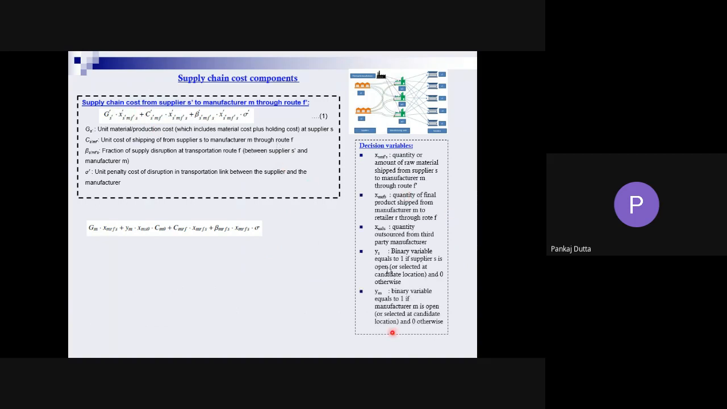These are the decision variables: how much quantity you are shipping, and in which route you are shipping. So this has been defined. Here, this is the supply chain cost from supplier to manufacturing plant through route F. We have taken two routes for each case, the top disruptive routes. And the supplier means it's actually your own farm. It's an integrated supply chain, there is no third party. So from your own farm you are shipping the product, that means raw milk which in the morning you have taken from the cow and buffalo, and you are shipping it to the manufacturing plant.